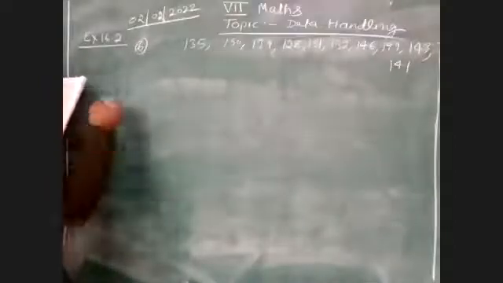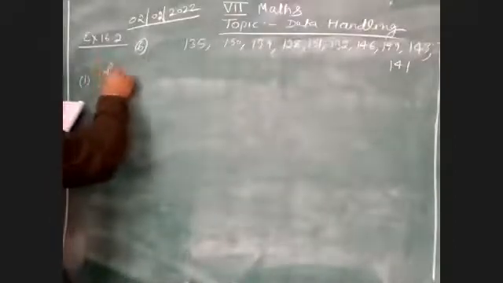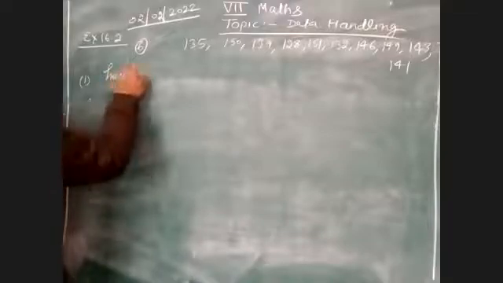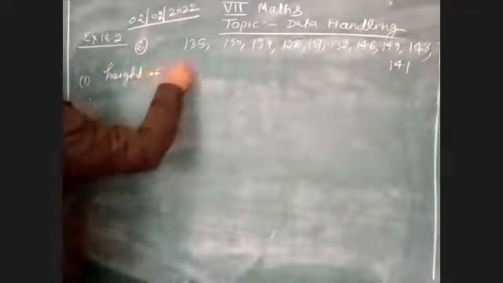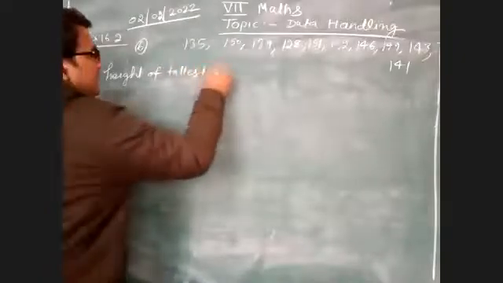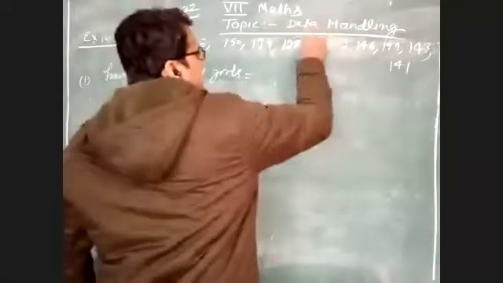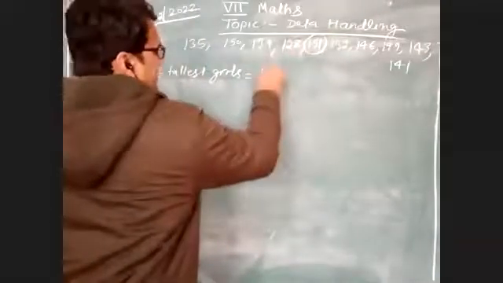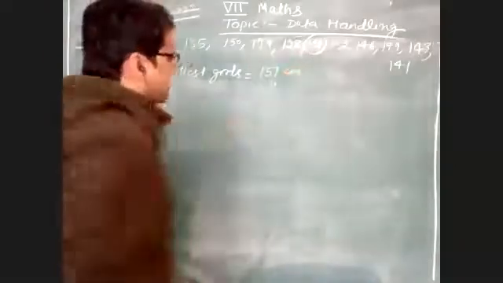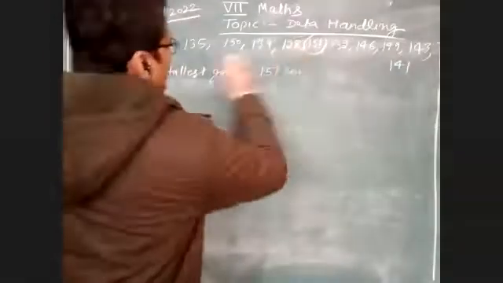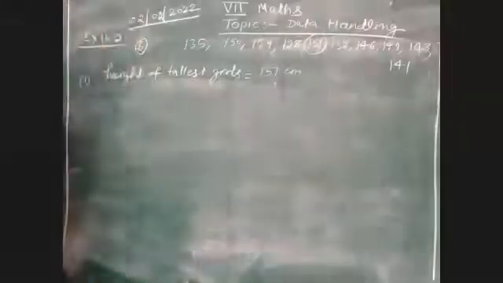So in the first part you have to calculate the height of the tallest girl. Who is the tallest girl in this? तो किसकी ऑब्जर्वेशन सबसे हाईएस्ट वैल्यू है, I think this is 151. So the height of the tallest girl is 151 centimeters. Either you can write it in centimeters or not, because all observations are given in centimeters. तो उससे कोई फर्क नहीं पड़ता.